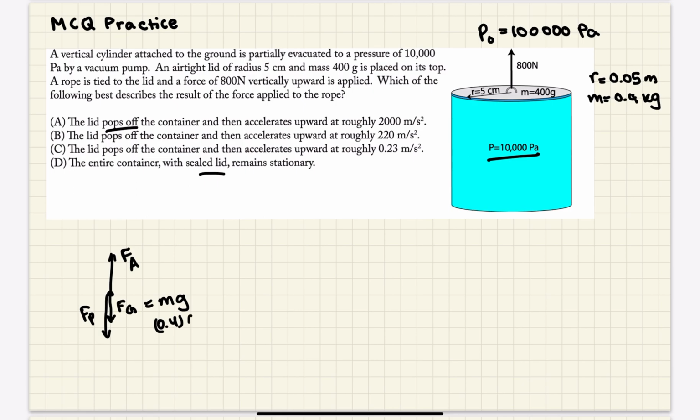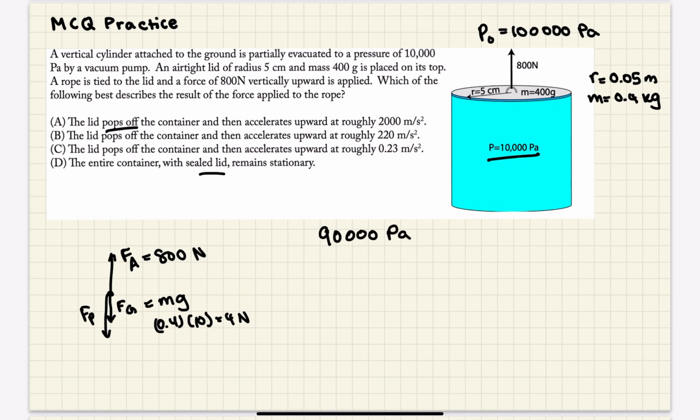So 0.4 times 10 is 4 newtons. Not that much, especially compared to the 800 newtons that is the upwards force. Let's try the pressure force though, the force due to the pressure difference. Well, what is the pressure difference? That's 100,000 minus 10,000, which is 90,000 pascals.